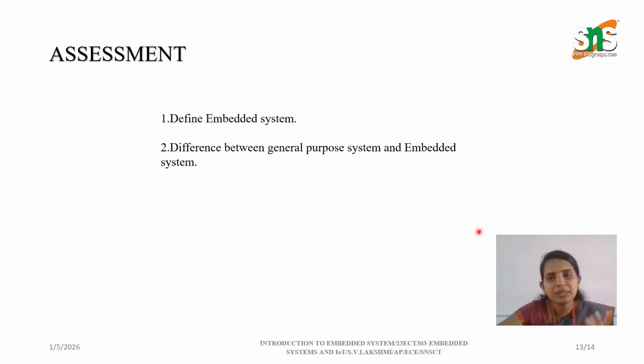So today's assessment is: define embedded system. It is a combination of hardware and software which is intended to perform a specific function, and is called an embedded system. And the difference between general purpose and embedded system is, a general purpose system would do many tasks simultaneously. For example, the desktop or the laptop is a general purpose system, and an embedded system is intended to do only a specific task.